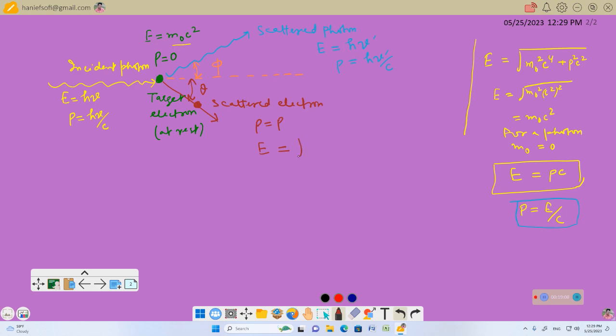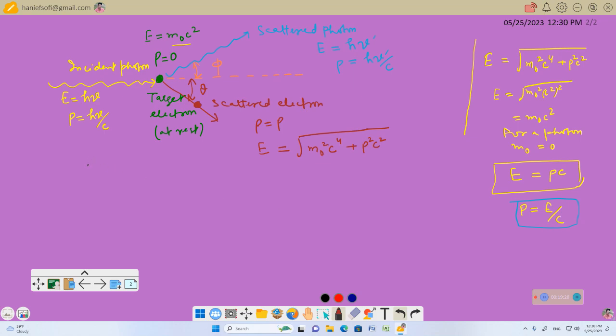Now its total energy is the square root of m naught square c raised to power 4 plus p square c square. The whole thing is in the root. So this is the complete picture.